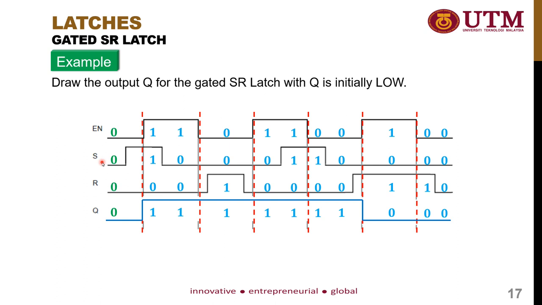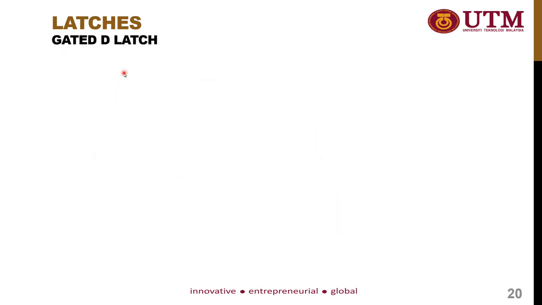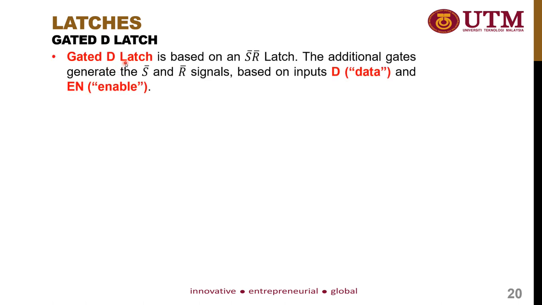So next, I will show you the next type of latch, which is the gated D latch. So what is actually a gated D latch? A gated D latch is based on an S bar R bar latch. So the additional gates generate the S bar and R bar signals based on inputs. So we have two inputs, D, data, and also enable.